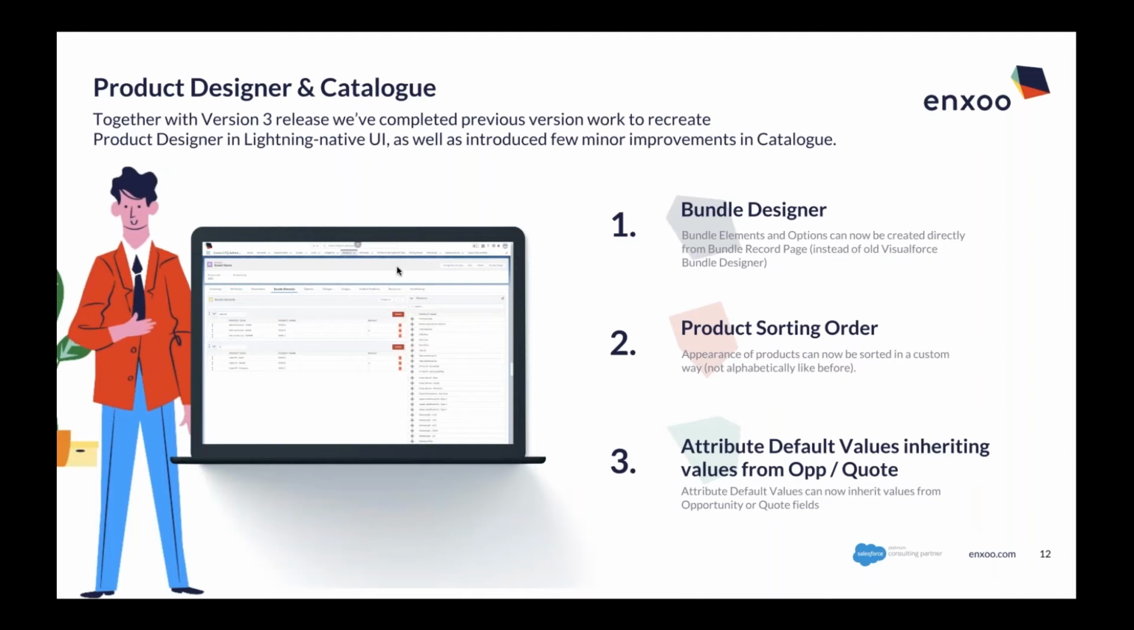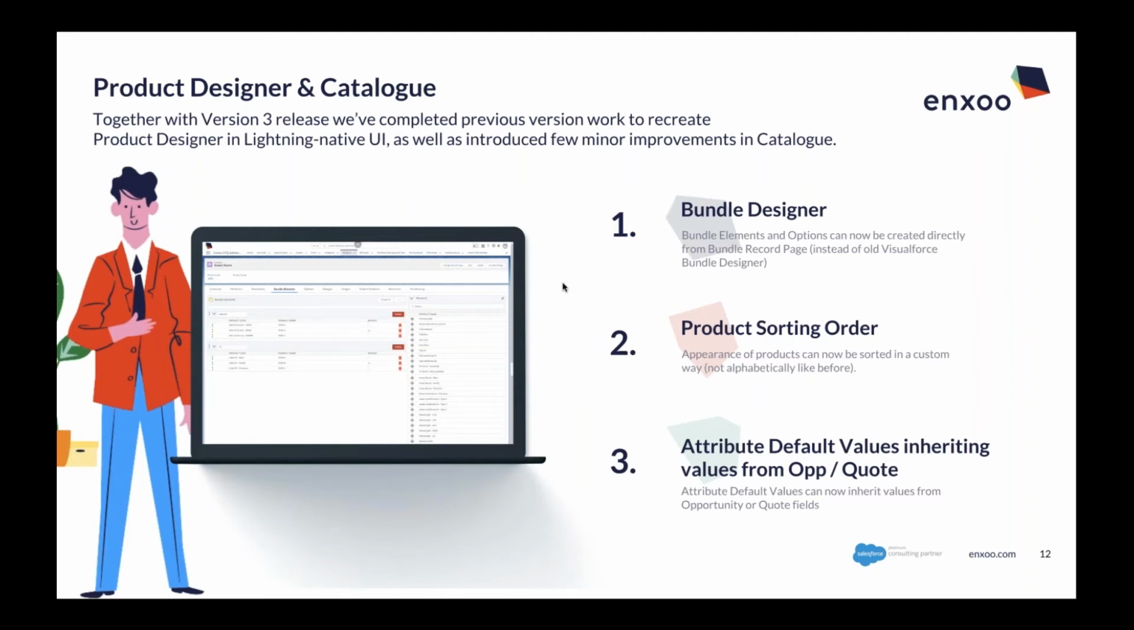Yeah, so let's continue then. The next area that I would want to share with you some progress that we've made is the product designer and product catalog. So together with version 3, we have actually completed a couple of things that were started in the previous version. And we've also introduced a couple of small, I believe, features, but bringing some cool new things.